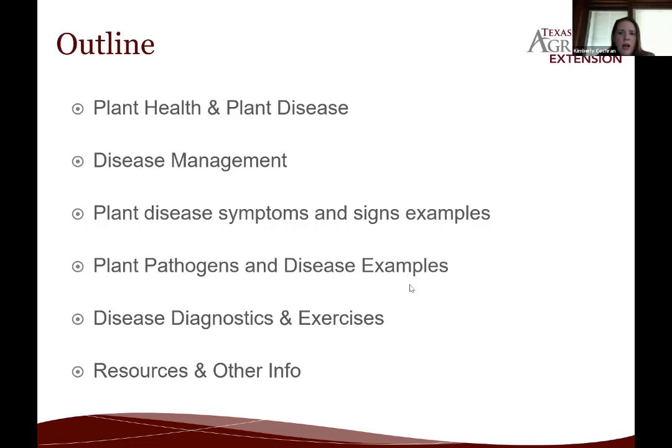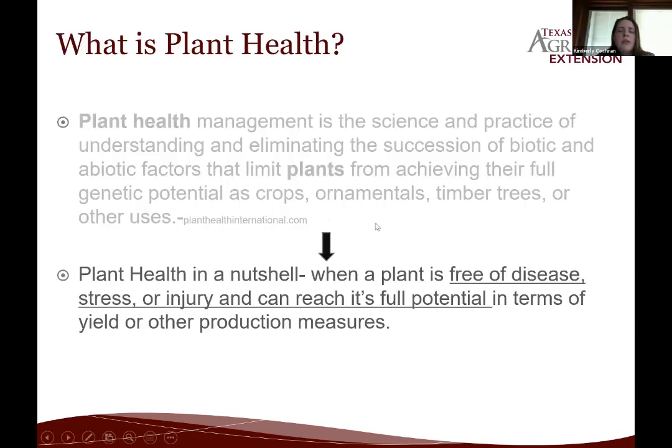So, all right, there are a lot of definitions for plant health. In a nutshell, though, it's when a plant is free of disease, stress, or injury and can reach its full potential in terms of yield or other production measures. That may be cut flowers, could be bushels per acre, could be pounds of lint per acre in the case of cotton. So it's really just what are you interested in from that particular plant when you're considering its full potential.